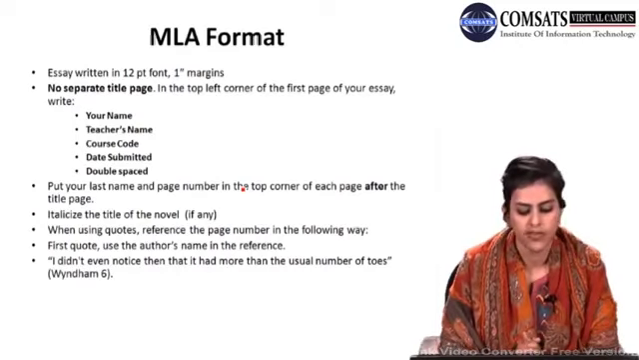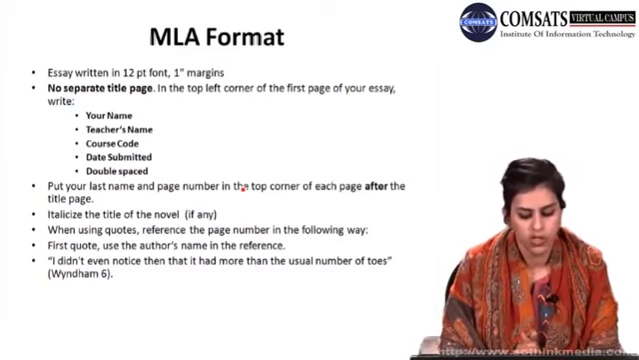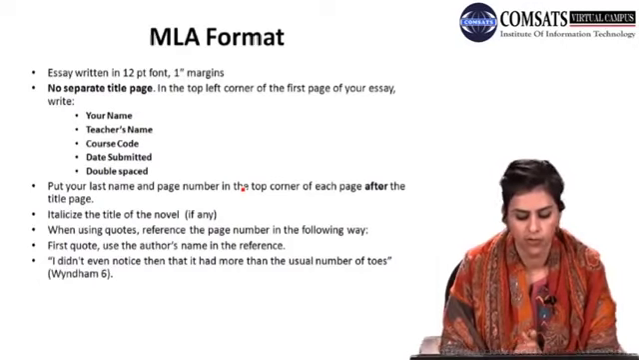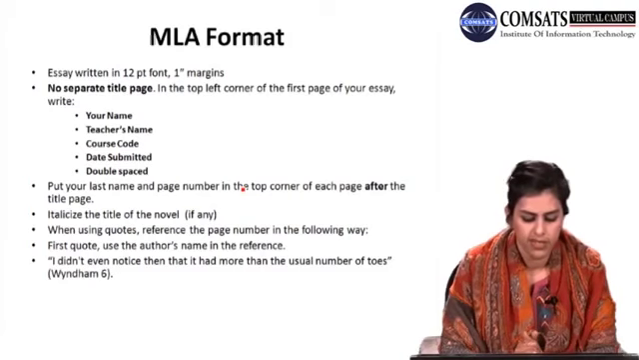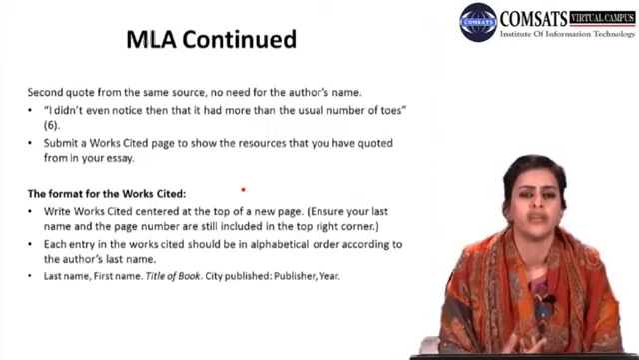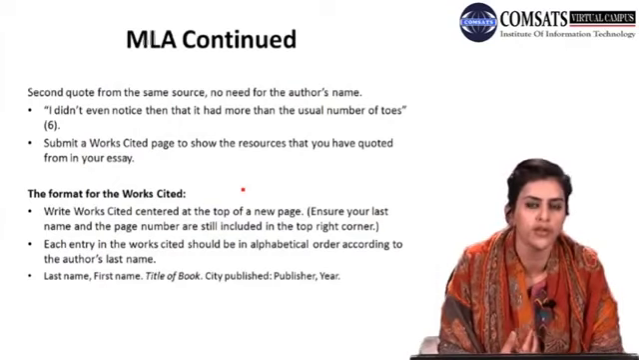When using quotes, reference the page number in the following way. For the first quote, use the author's name in the reference. Like as you can see in the last line: I didn't even notice then that it had more than the usual number of toes. It was said by so and so person, and then the reference number 6. If the quote has been repeated from the same source, you don't have to write down the name of the author again. You only have to write the page number.